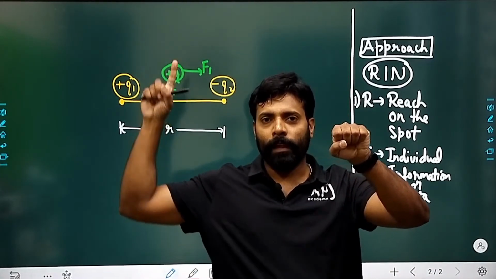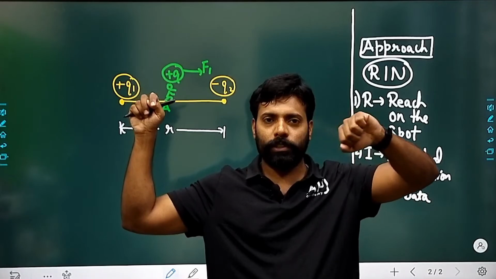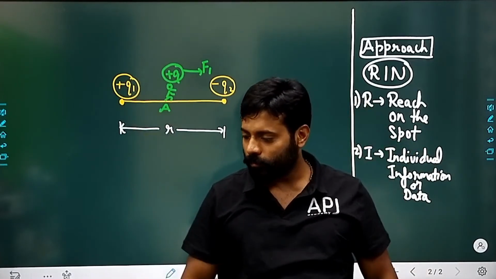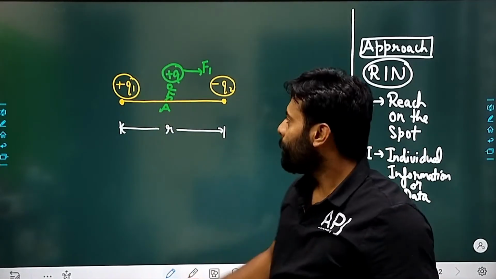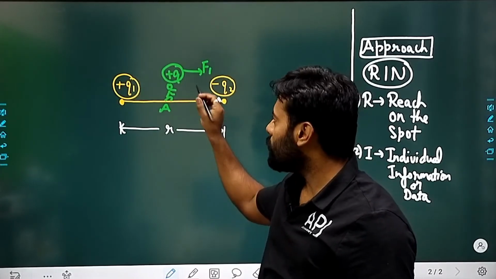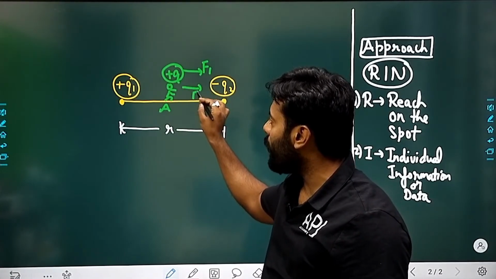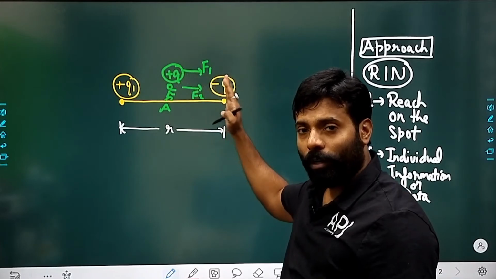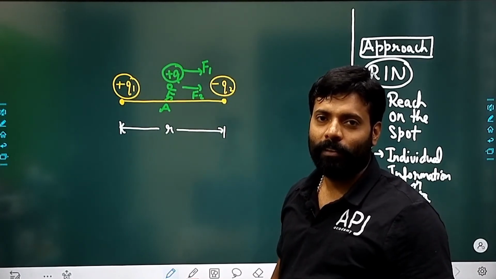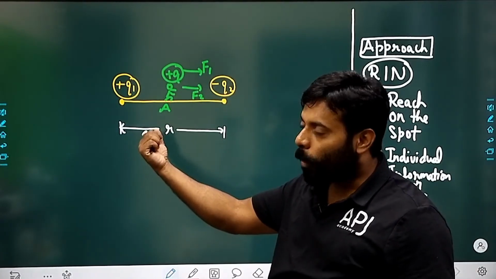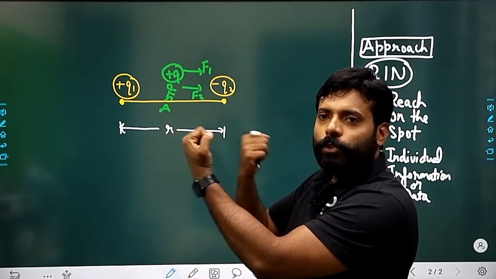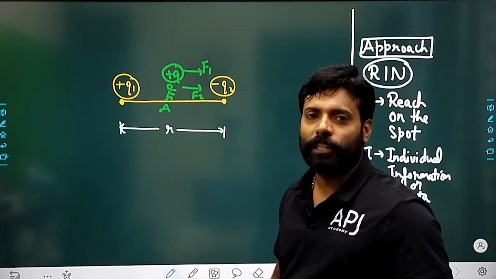Plus will repel, and at Q there will be a force that is repelling. And due to this minus Q2 charge, there will be one F2 force also acting, and that too will be only in this direction. Why? Because positive and negative charge attract each other. So this will attract towards this negative charge.